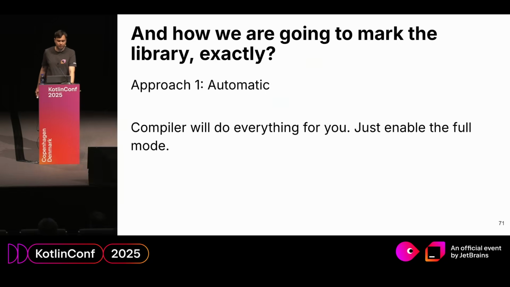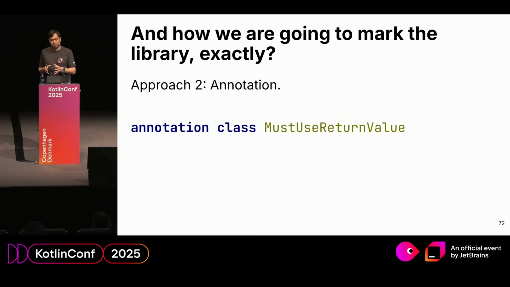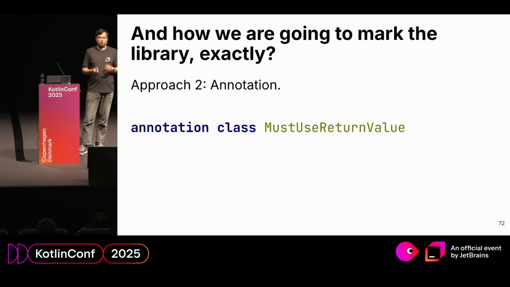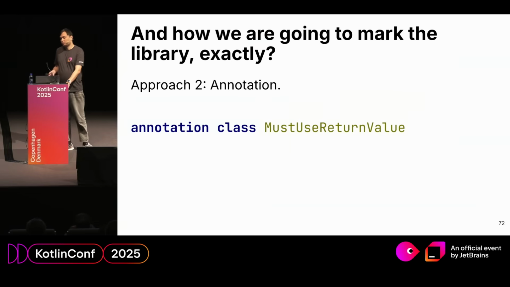Of course, if your library is big or you want to do a smaller chunks migration, we also have an annotation for you. It's called MustUseReturnValue. And you can place it on APIs you want to be checked now without opting in the whole module with the compiler settings. But in practice, it is not very convenient, and because we want every function to be must-use by default, we urge you to try the automatic approach first and use MustUseReturnValue as a fallback.